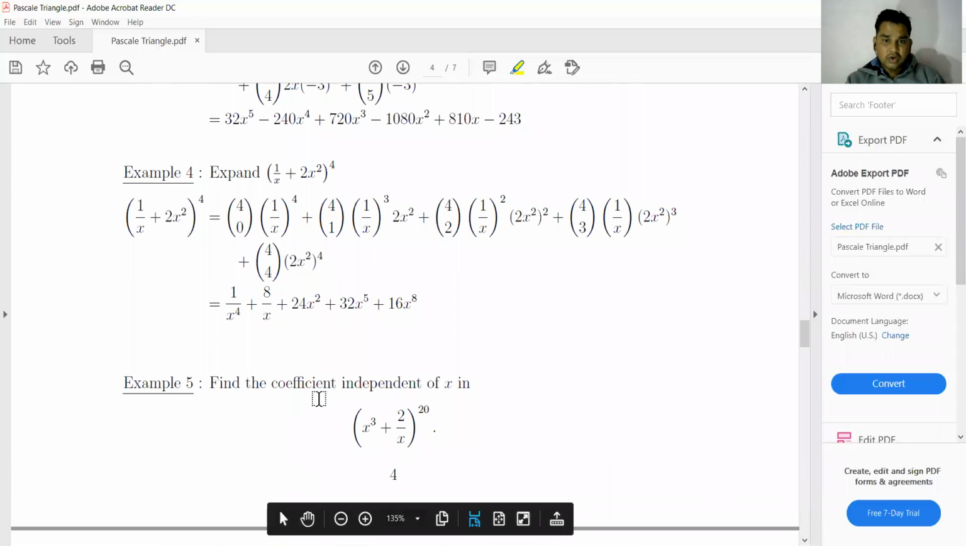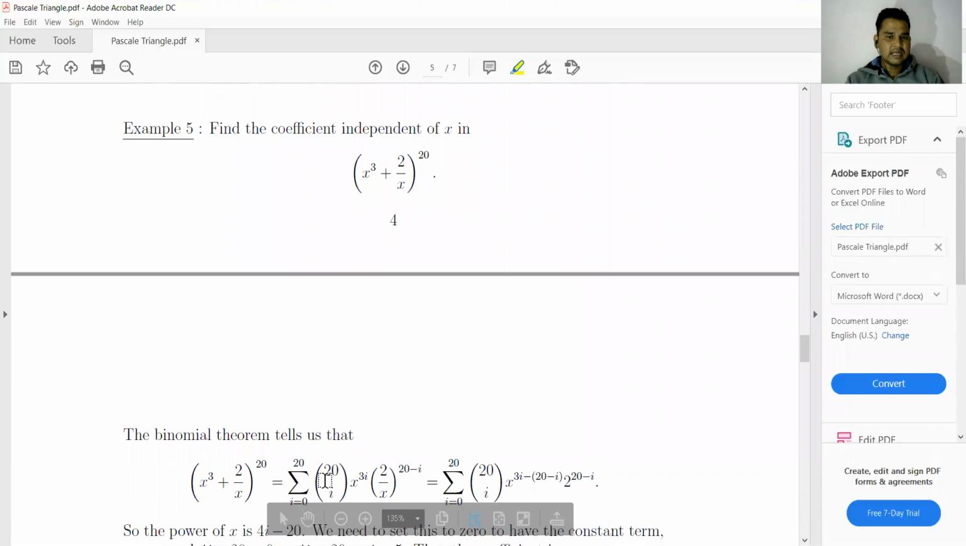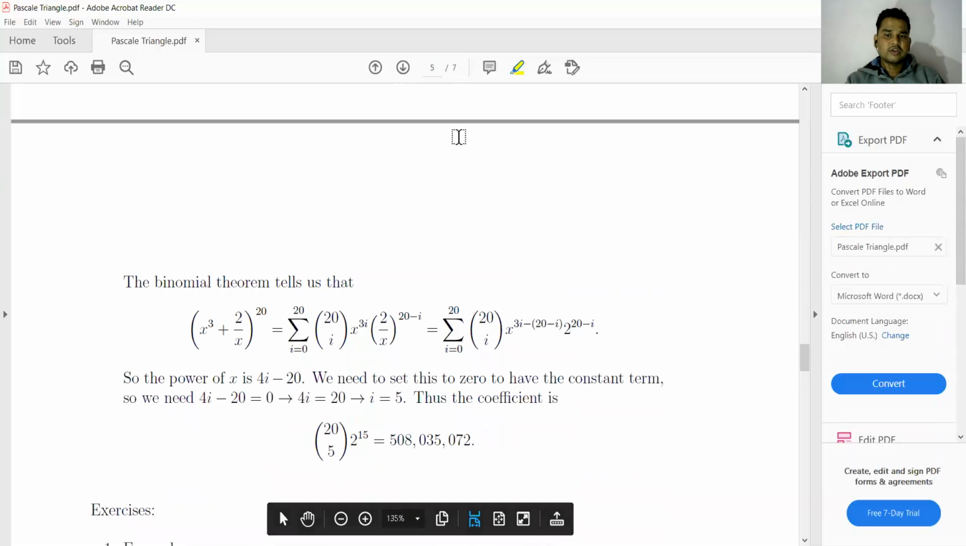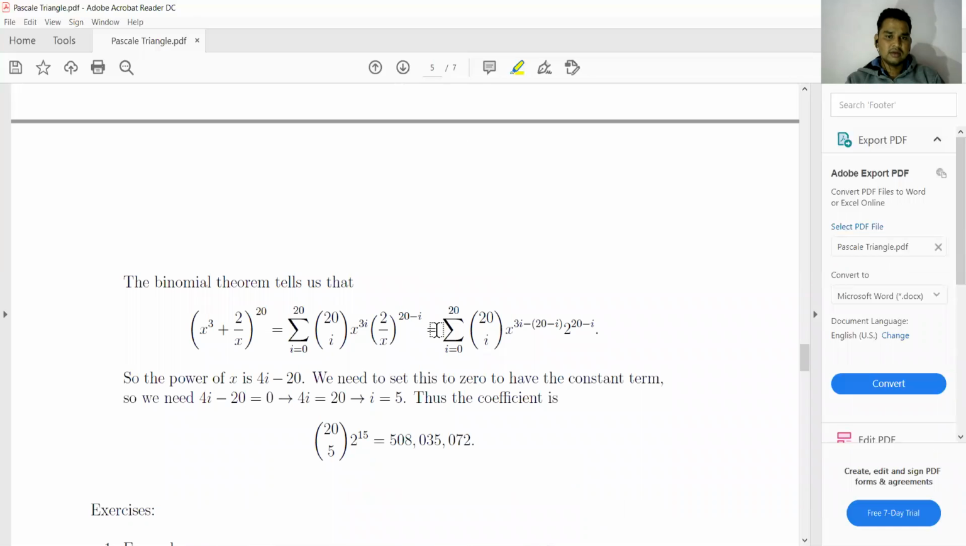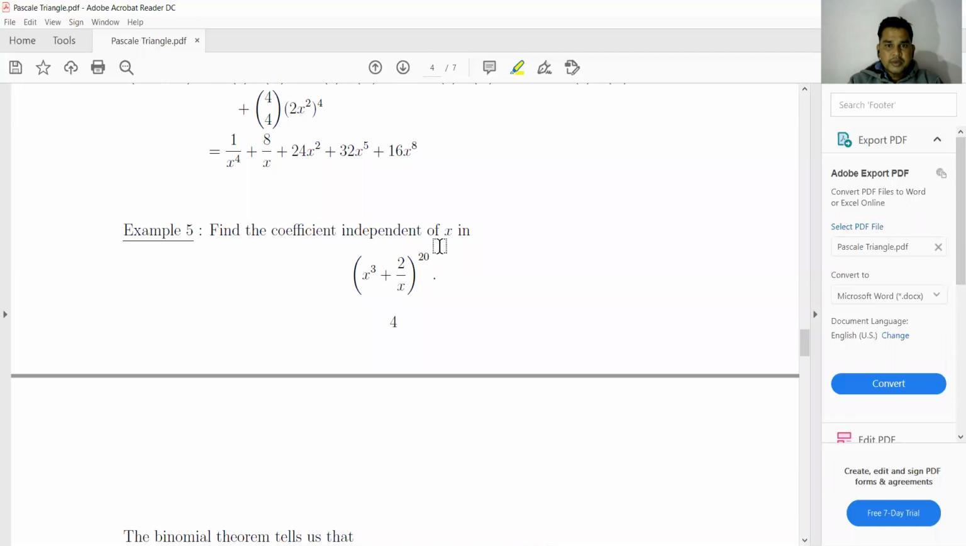Yes. Find the coefficient independent of x in this expansion. Yes, the binomial theorem tells us, in this expansion, you have to find the coefficient of x only, so you have to make some modifications. The power of x is 4i minus 20. We need to set this, you can say, equal to the required power.